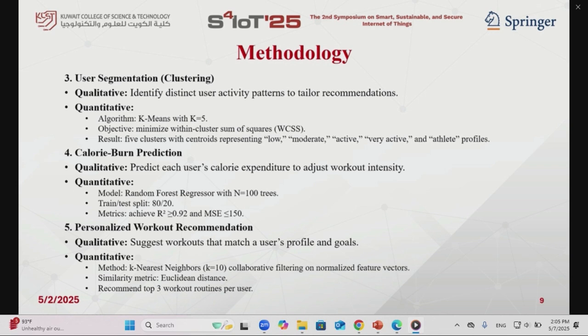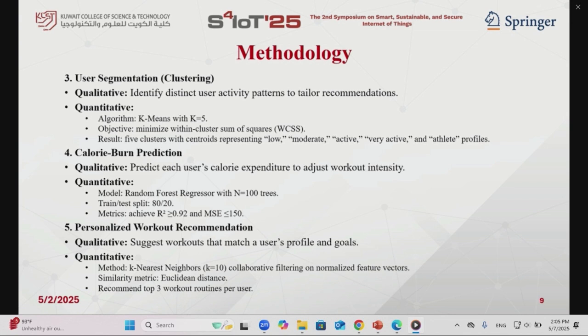In this step, basically we discuss clustering and prediction. In step 3, user segmentation by K-means with K equals 5, yielding clusters from low to athlete profile. Step 4, calorie burn prediction using a random forest regressor with 100 trees, for example with an 80-20 train-test split, targeting R square greater than or equal to 0.92 and MAE less than or equal to 150.